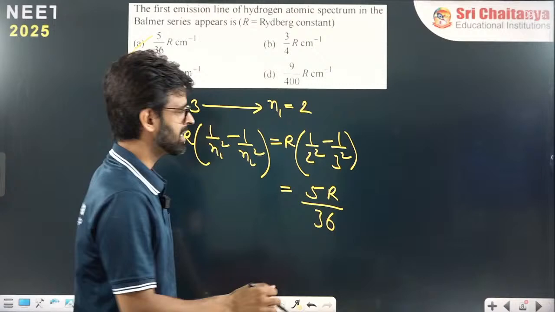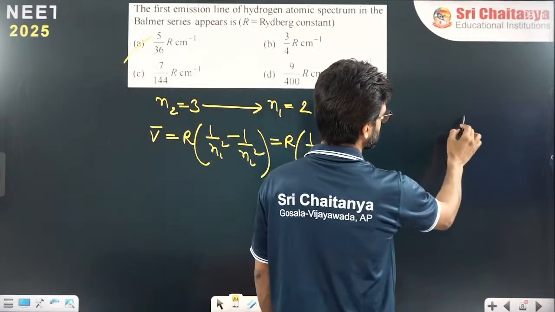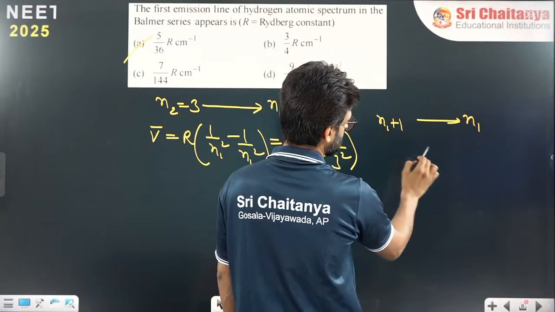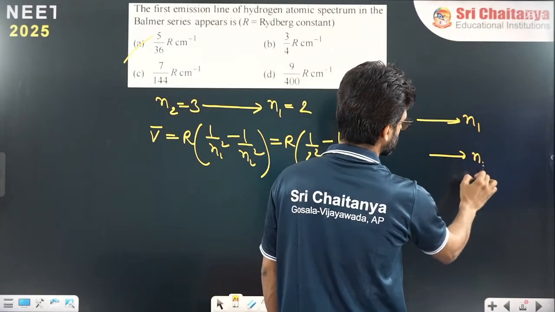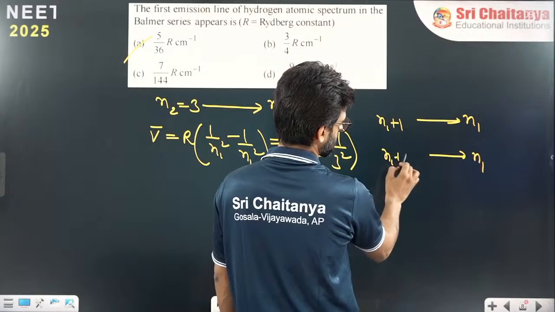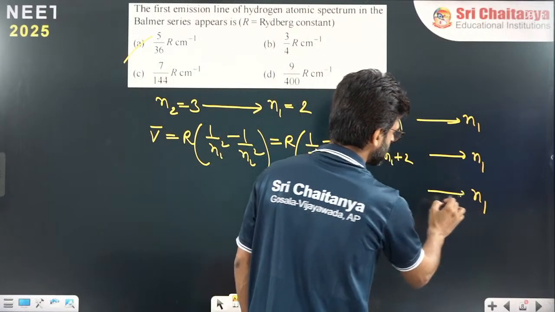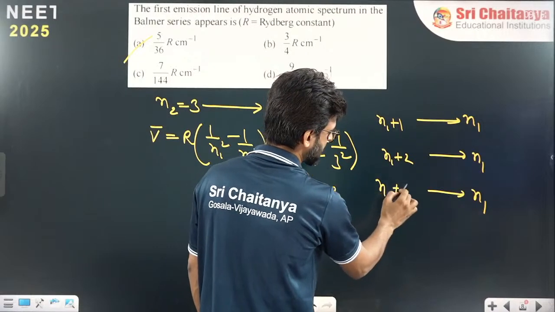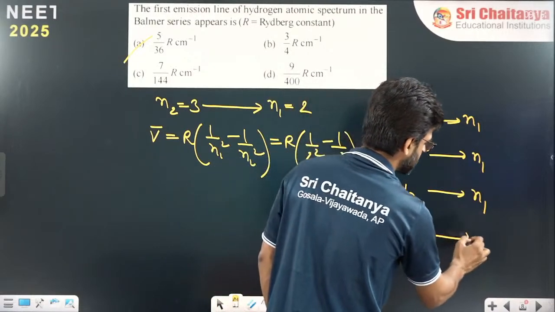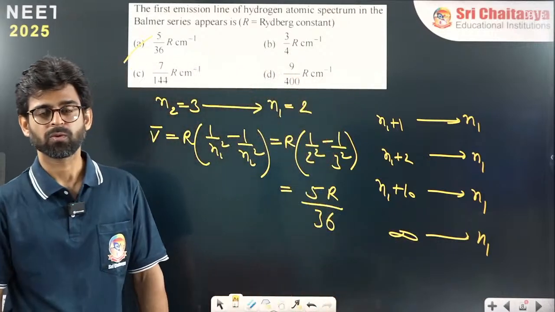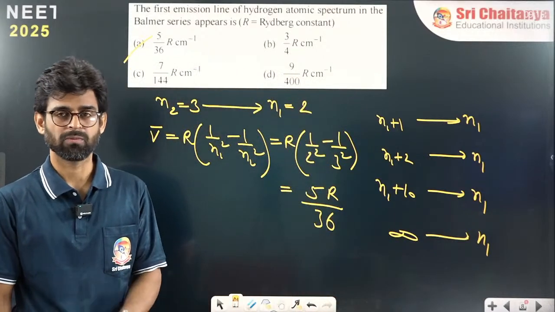Let me tell you one more thing. First line means you are jumping just from one above. If I am saying second line, you are jumping from 2 above. If I am saying 10th line, you are jumping from 10 above. And if I am saying limiting line, you are jumping from where? Infinite. You are jumping from infinite. So be careful about it.